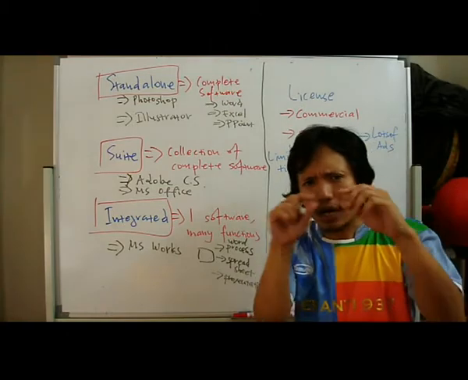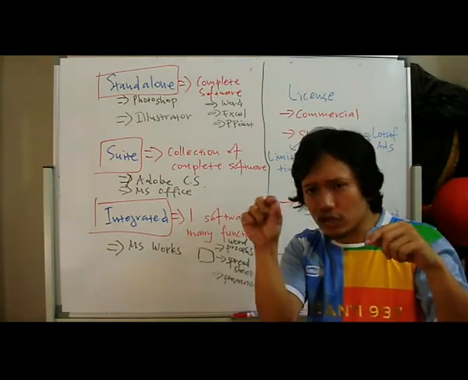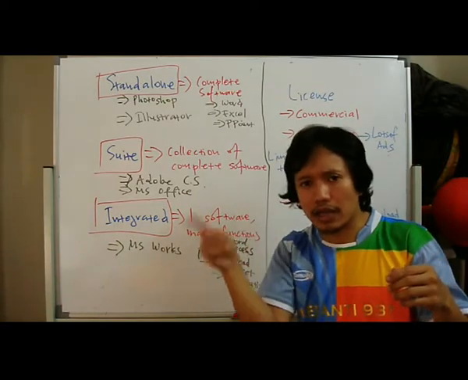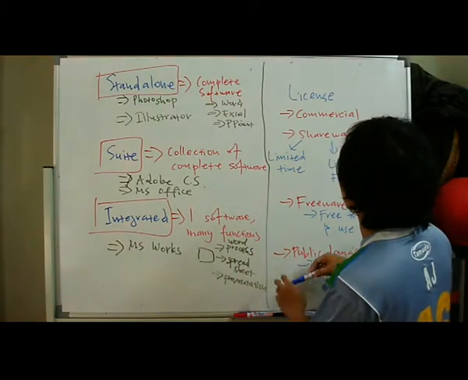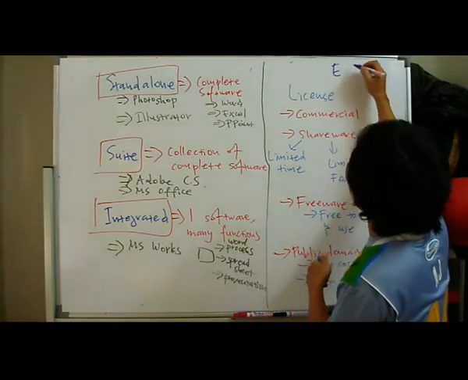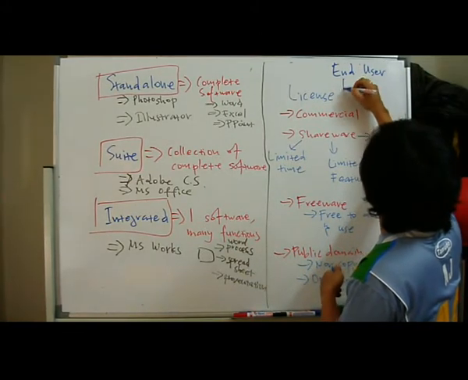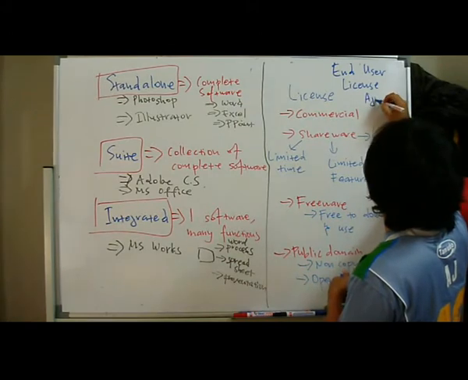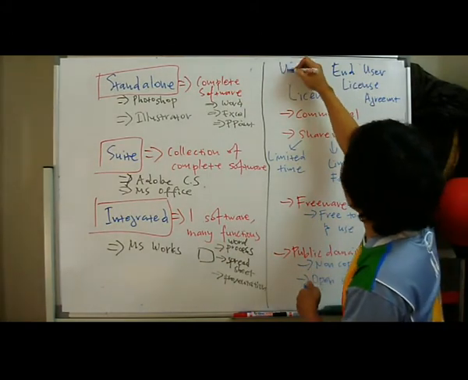It's those things with those documents with very little text. You just scroll to the bottom, you barely read it, you scroll to the bottom, I agree, next, I agree, next. It's called the end user license agreement. Right? So this is the EULA.